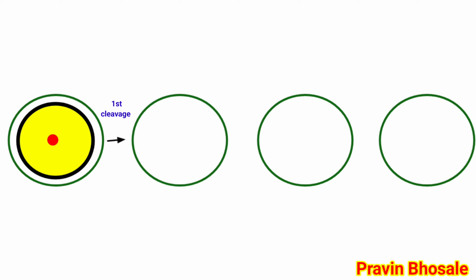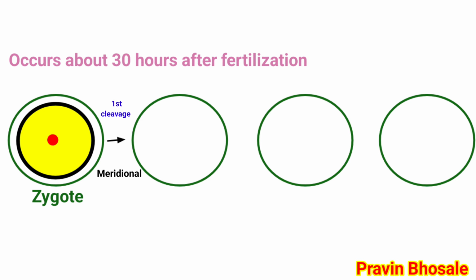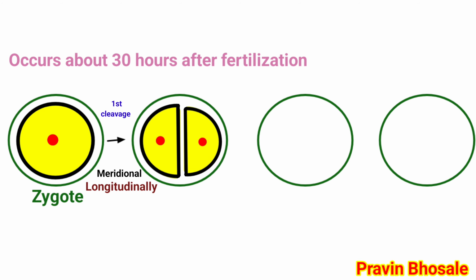The first cleavage in the zygote is meridional and occurs about 30 hours after fertilization. It divides longitudinally into two blastomeres. One blastomere is slightly larger than the other.